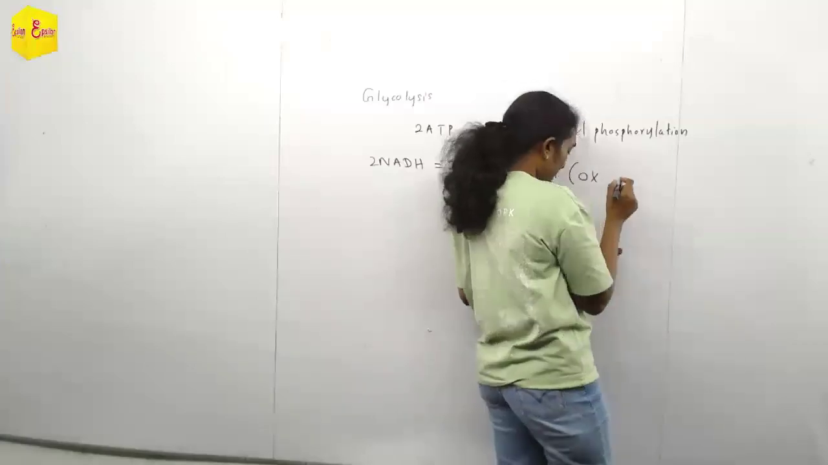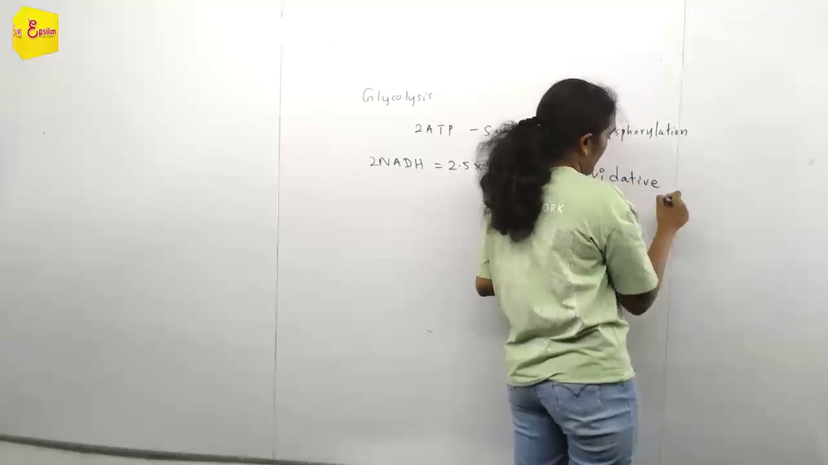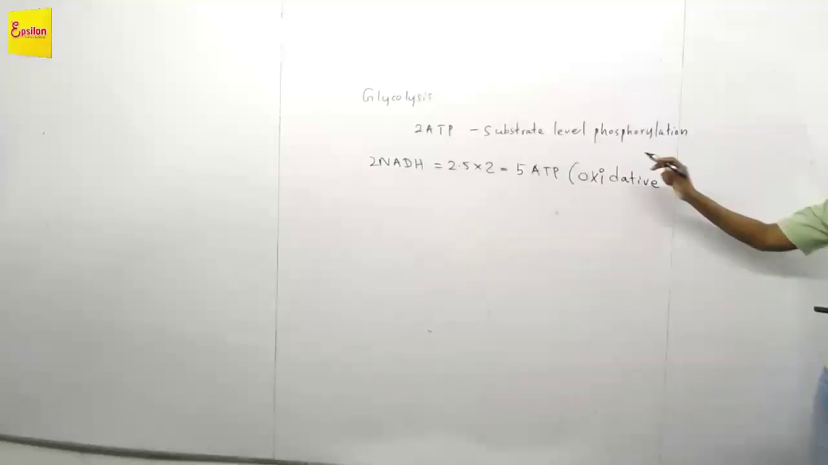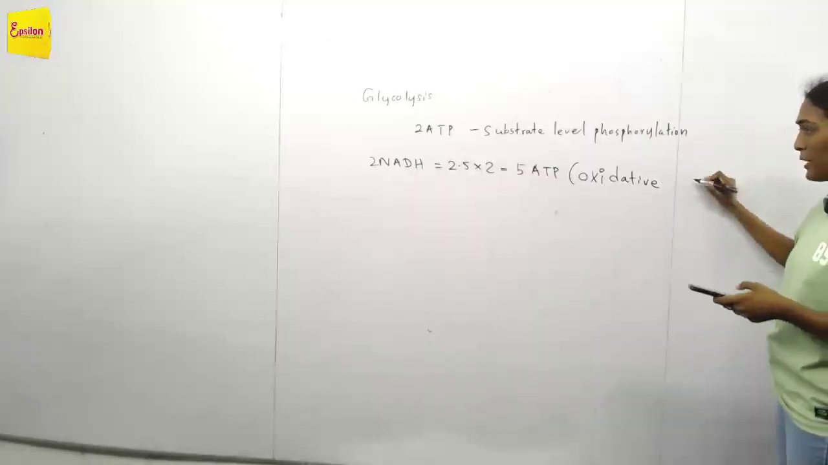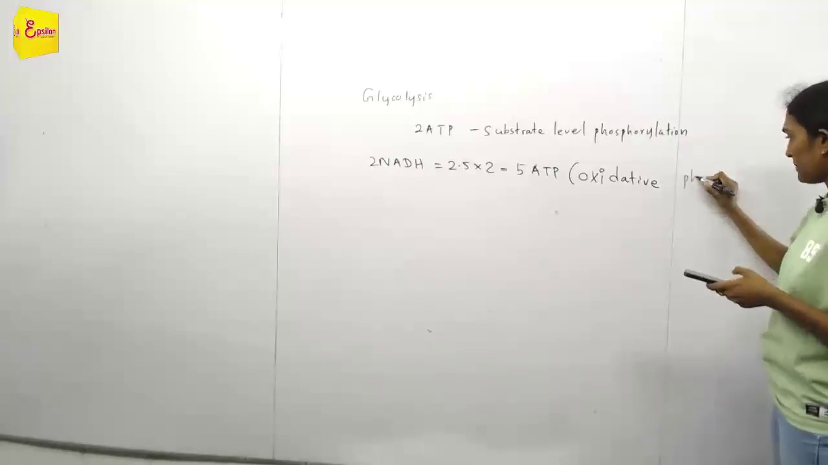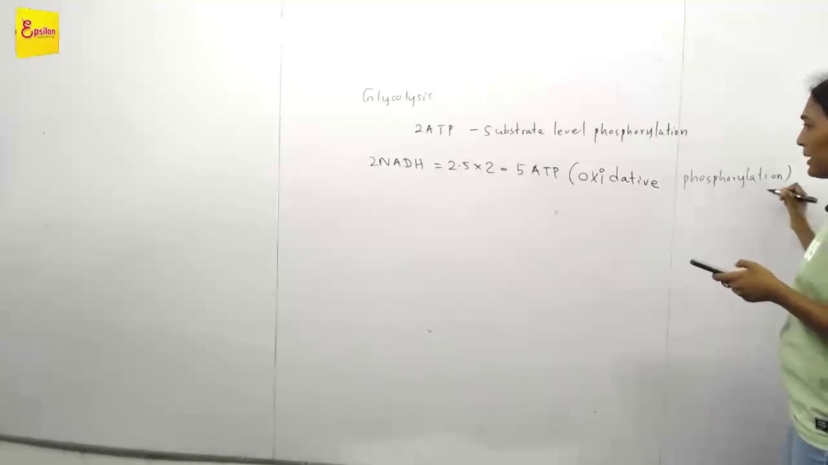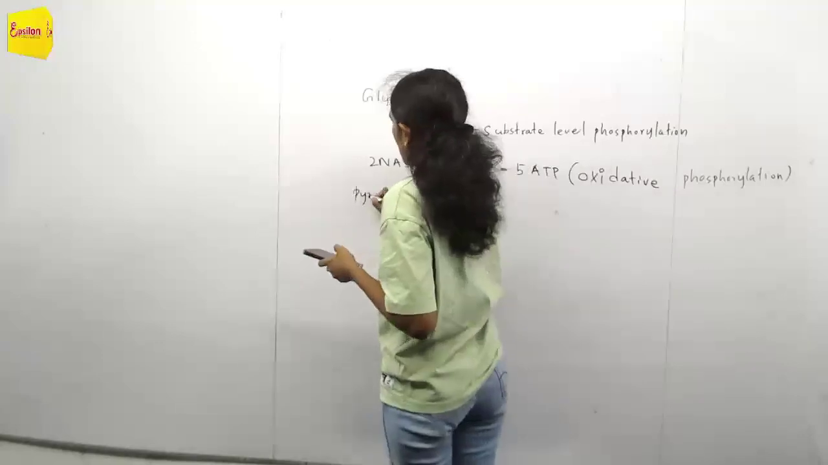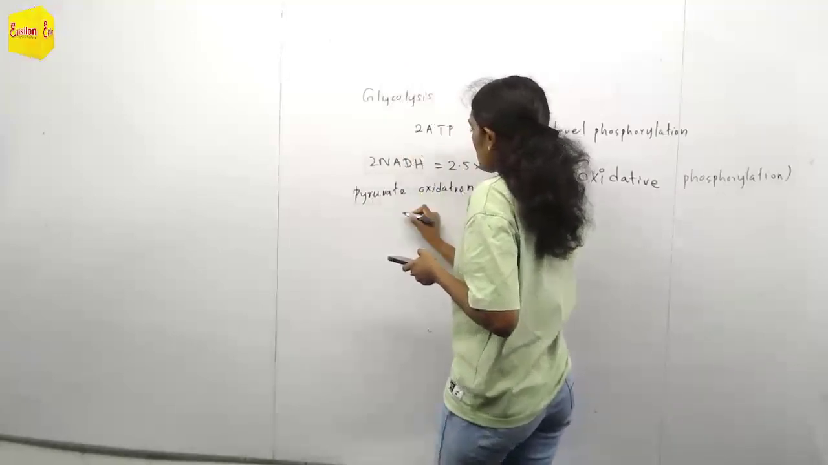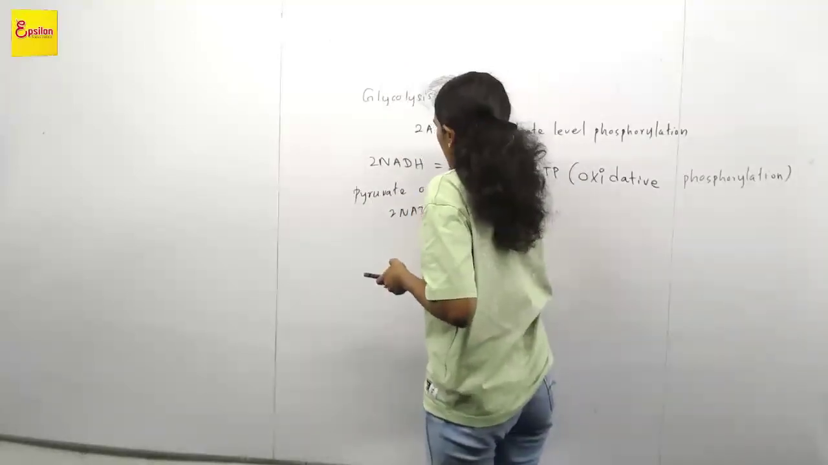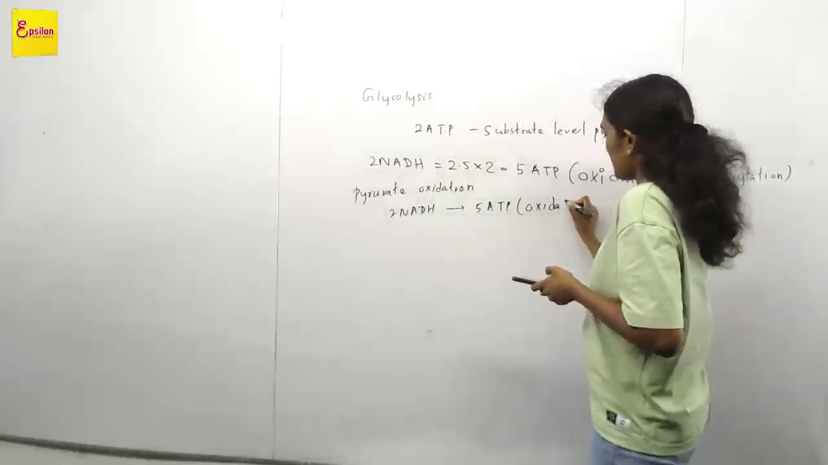That's why they have given this, which is a bit confusing for children. From the NADH amount that each step produces, they have calculated how many ATPs are produced in oxidative phosphorylation. Right, let's go to pyruvate oxidation. Pyruvate oxidation also produces 2 NADH only. So from 2 NADH, it is producing 5 ATP from oxidative phosphorylation.